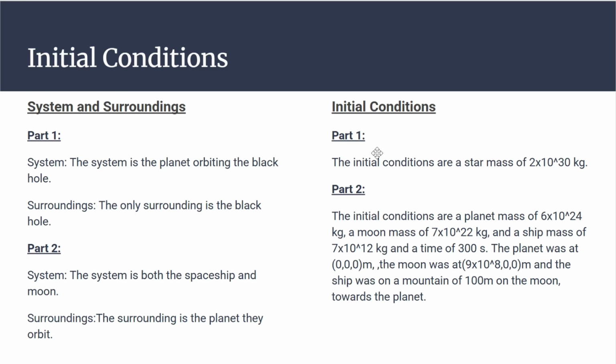And then some of the initial conditions were that the star had a mass of 2 times 10 to the 30th kilograms in part 1, and for part 2, the initial conditions are that there's a planet of mass 6 times 10 to the 24th kilograms, a moon with a mass of 7 times 10 to the 22nd kilograms, and a ship with a mass of 7 times 10 to the 12th kilograms, as well as a time of 30 seconds. The planet was at the position 0, 0, 0 meters, the moon was at 9 times 10 to the 8th, 0, 0 meters, and the ship was on a mountain of 100 meters on the moon towards the planet.